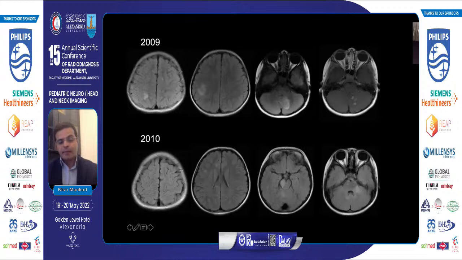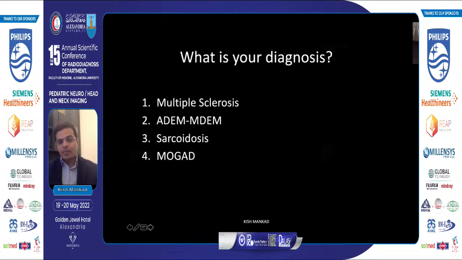Take a step back. Answer my question. What is your diagnosis? Is this multiple sclerosis? Is this the best example of multiple sclerosis you would put in terms of Dawson's fingers, periventricular white matter lesions? Or are we just dealing with an ADEM, MDEM spectrum? Or are we dealing with something like sarcoidosis?